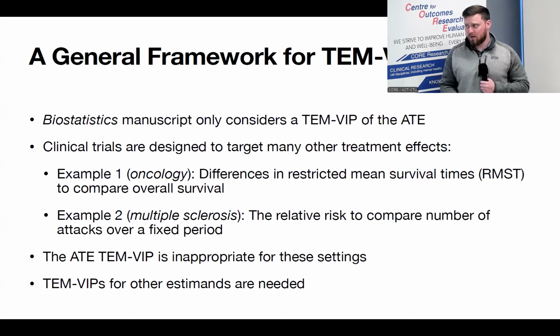For example, you might have oncology trials that are interested in survival, so time to event outcomes, which you might quantify using some function of the restricted mean survival times, which I showed you before. Or in a multiple sclerosis trial, we might be interested in reporting the relative risk of the number of events over a fixed period of time. In all these cases, the TEM-VIP for the ATE is not appropriate. It's very parameter specific, so we wanted to develop a framework for identifying, creating, and estimating these TEM-VIPs for other estimates.